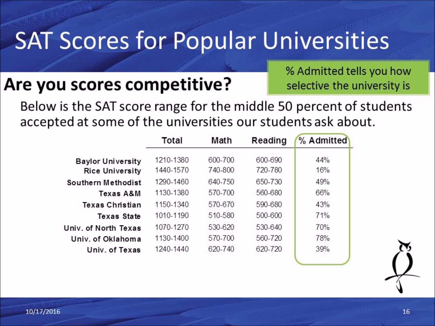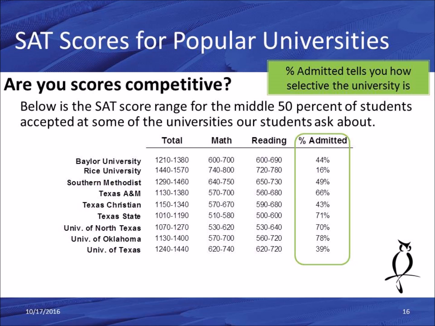Okay, the last column on the page is percent admitted, and this tells you how selective the university is. So what you can see is at Baylor, 44% of the students who applied were admitted. Rice, it was 16%, so obviously Rice is significantly more selective than Baylor.